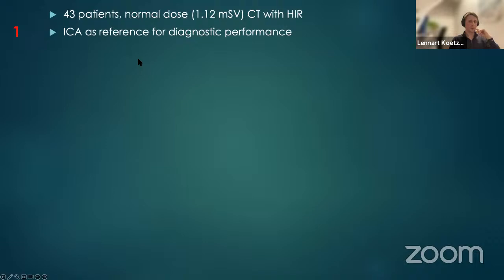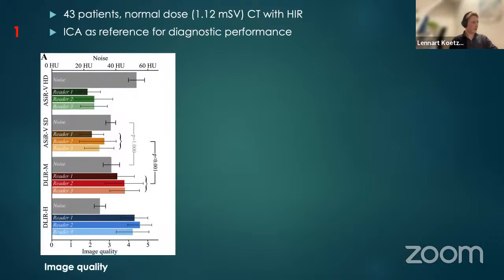Additionally, all patients underwent invasive coronary angiography, and this was used as a reference for the diagnostic performance. So if we first take a look at the image quality, comparing hybrid iterative reconstruction with the medium strength of deep learning reconstruction, we can see this results in a comparable noise level. However, the readers rated the images of higher quality.